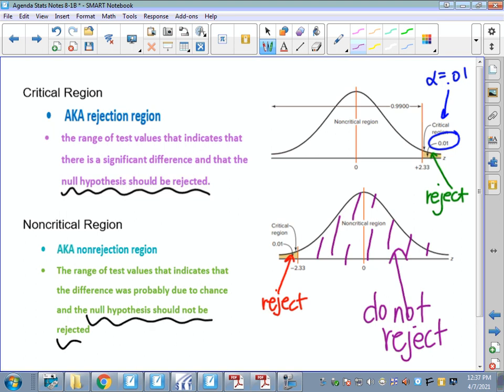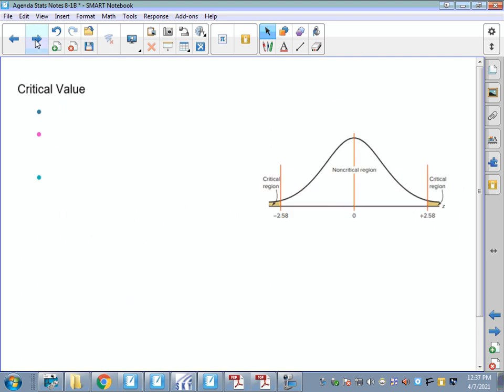H sub o should not be rejected. So that's what it looks like. This is what we're going to be talking about. So let's talk about the critical value. I mentioned critical values in our critical region. So critical value, we call it the CV. Critical value is, whoops, it separates the critical region from the non-critical region.